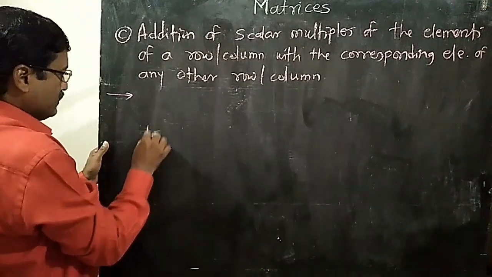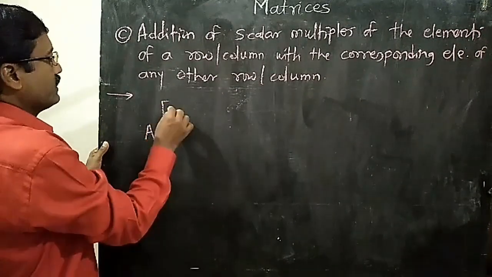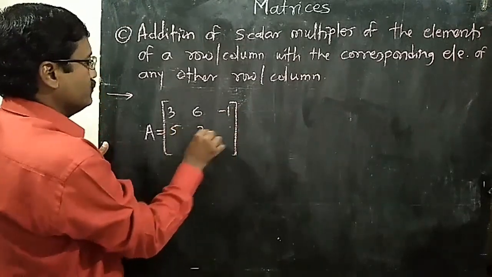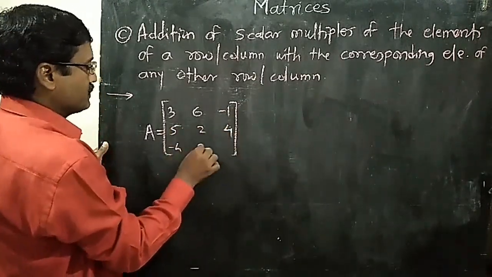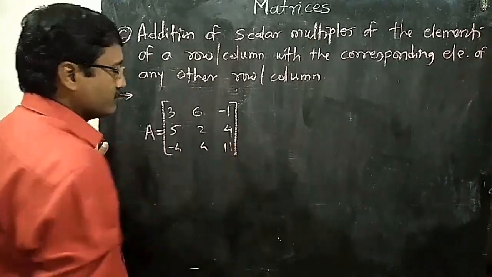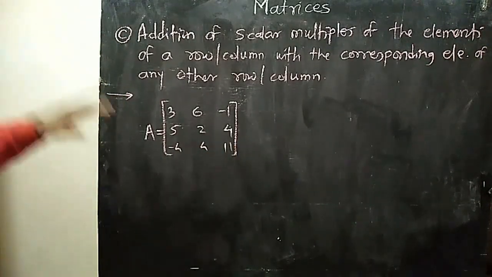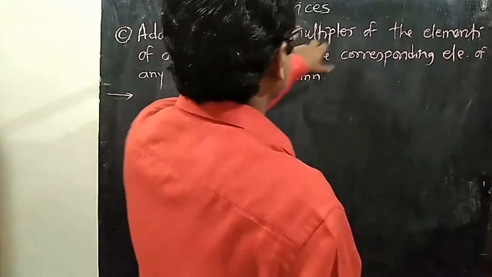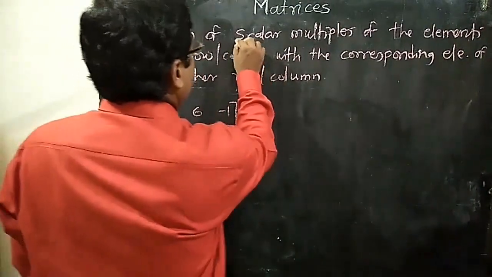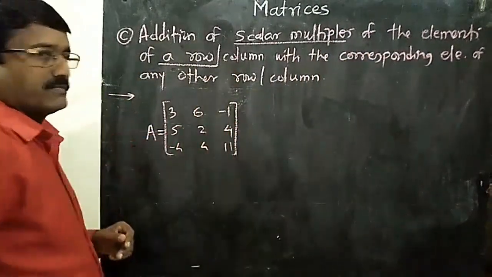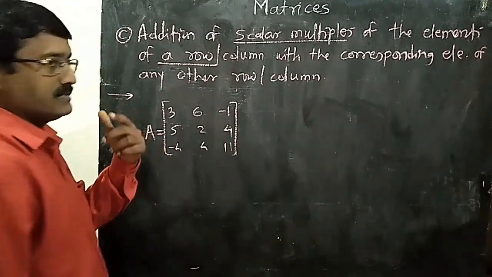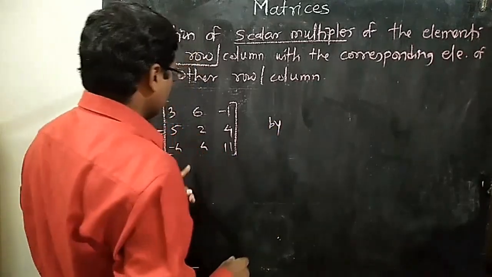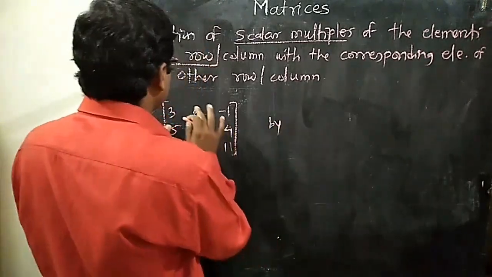For example, again, let us consider matrix A as 3, 6, -1, 5, 2, 4, -4, 4, 11. This is matrix A. What we are doing here is taking the addition of scalar multiples of elements of a row. Let us take a multiple of a row. That means we are using the second property. Let us take that operation. Write the operation by which we want to change, suppose, the first row.